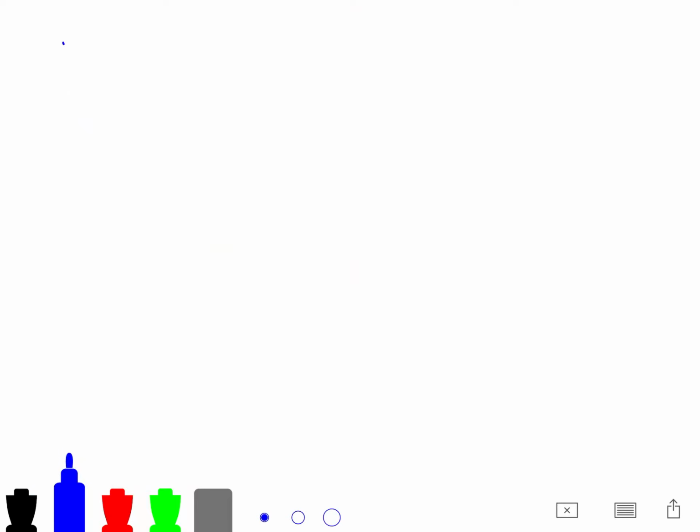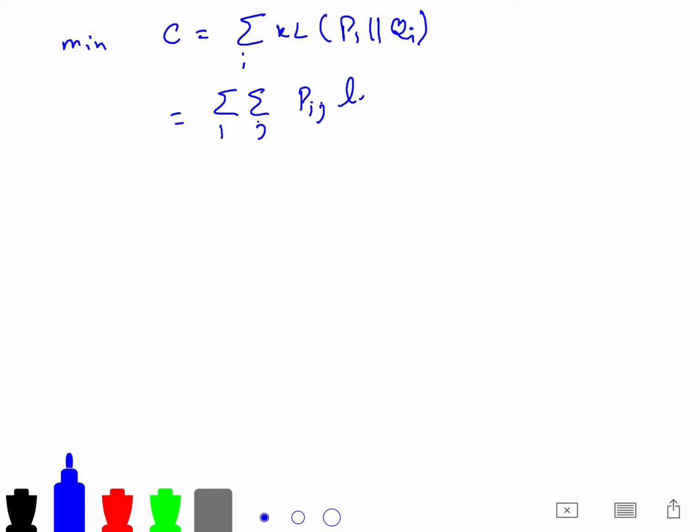So we can write it as we want to minimize the Kullback-Leibler divergence between Pi and Qi over i. And this is exactly the sum of Pij log of Pij over Qij. And so stochastic neighbor embedding is improved over local linear embedding. Even it outperforms self-organizing maps.